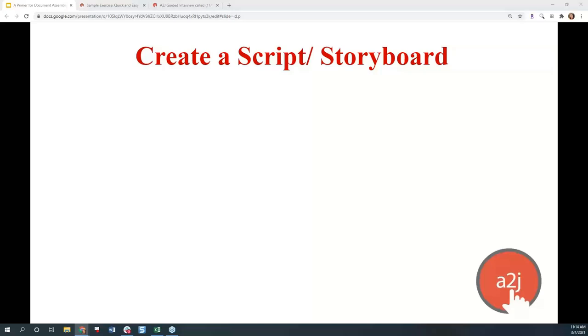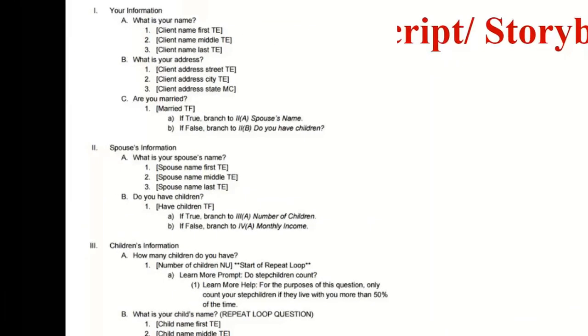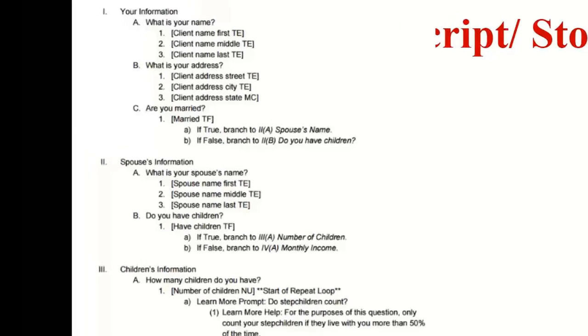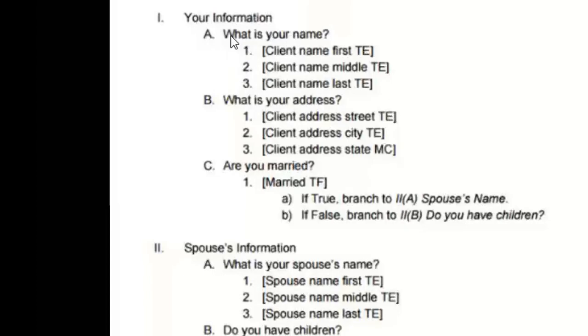Then you want to start forming blocks of questions from your groups. For example, you have spouse's name, spouse's information, children's information, and your information. Then you want to start combining that variable list with the question list. So here, for example, at the top under 1A, what is your name? I want to ask for their first, middle, and last name. For their address, I want to make sure I get street, city, and state. That's combining the list of variables, denoted by the variable names in brackets, with the questions that I'm going to ask to gather that information.